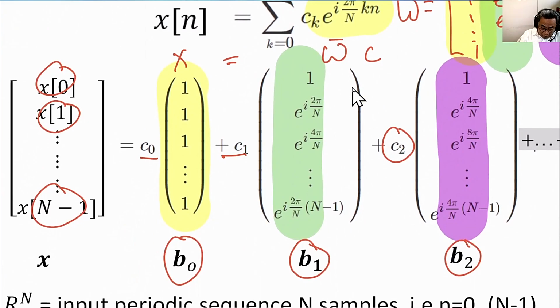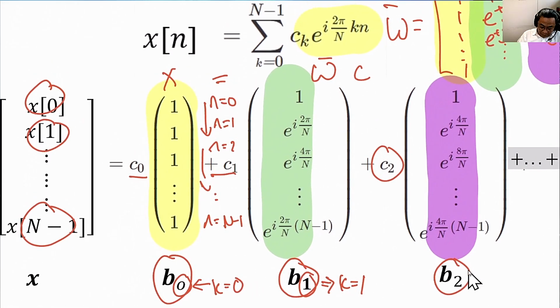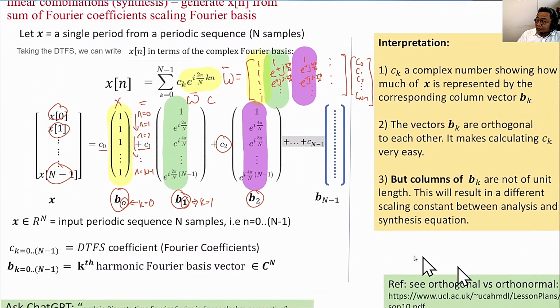So B0 is for k equals 0. B1 is for k equals 1. Then what about these elements coming down? This is element n equals 0, n equals 1, n equals 2, and until n equals n-1. So these elements here are changing little n. Different columns are changing different k's. So you now know how we have constructed the W bar matrix.